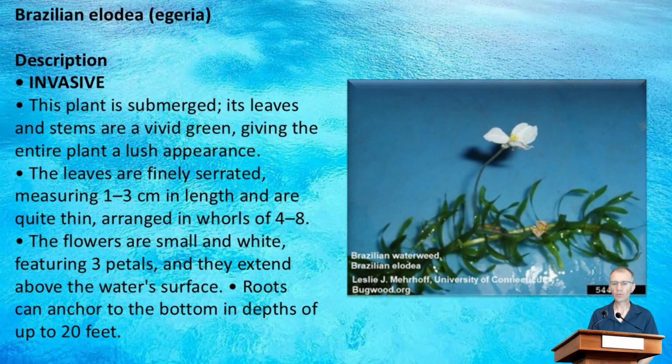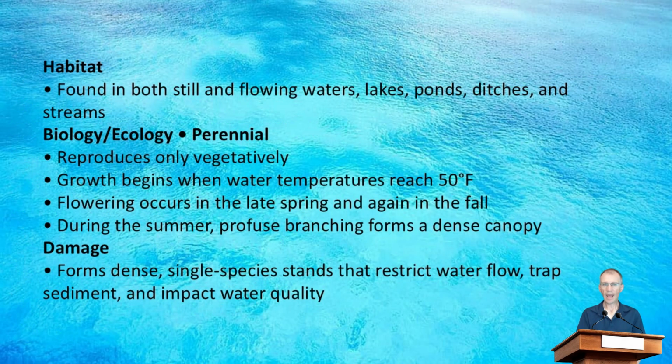Roots can anchor to the bottom in depths of up to 20 feet. Habitat: found in both still and flowing waters, lakes, ponds, ditches, and streams. Biology and ecology: perennial. Reproduces only vegetatively. Growth begins when water temperatures reach 50 degrees. Flowering occurs in the late spring and again in the fall.